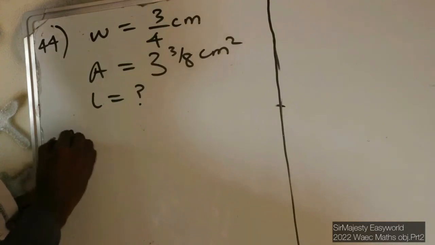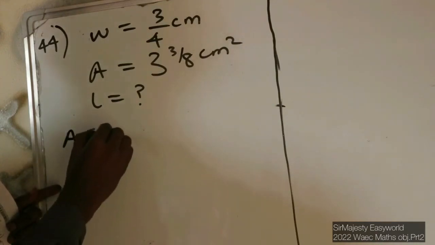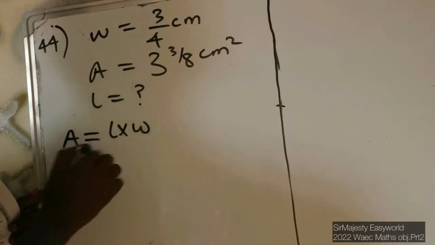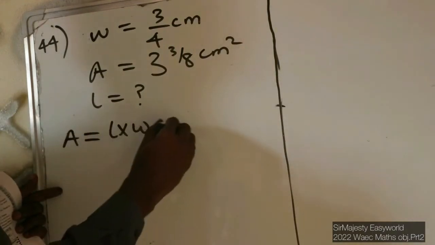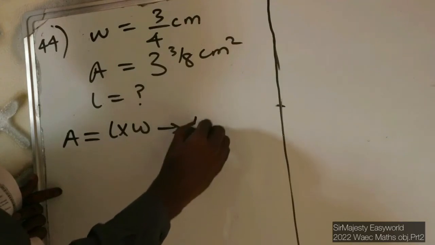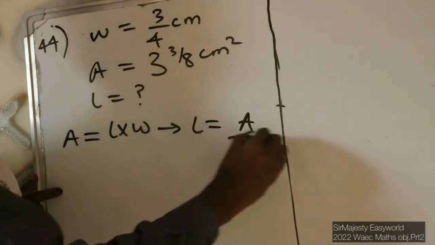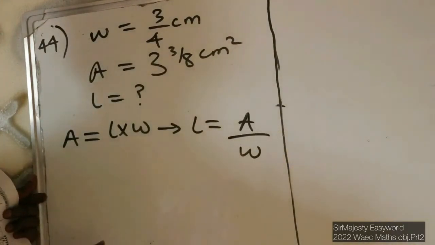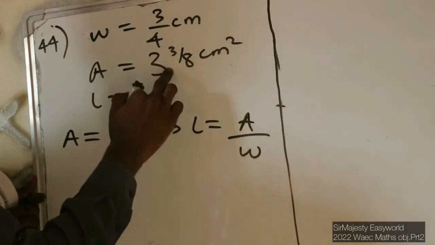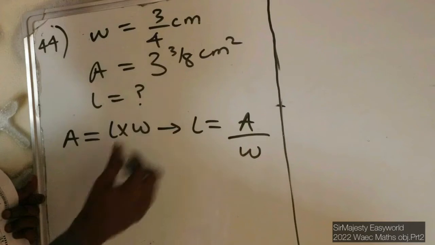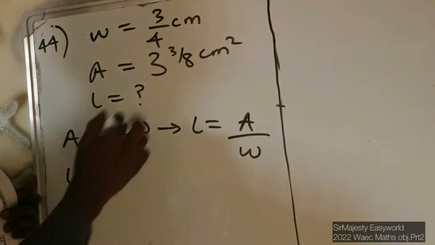We know that area of a rectangle is equal to length times width. Since we're looking for length, we might as well make the length the subject of the formula. So this implies that L is equal to A over W. We are going to use this formula. We substitute A for this and W for this one. So we have L is equal to our area.